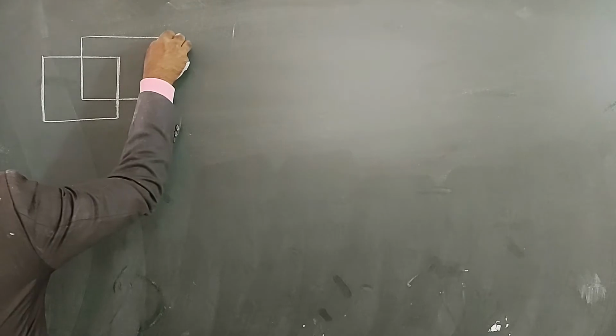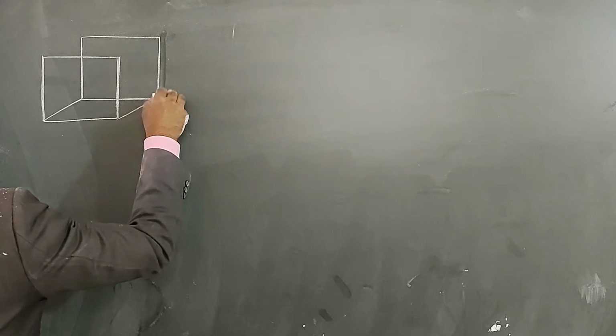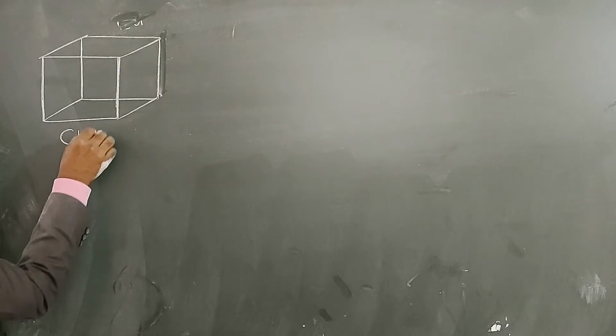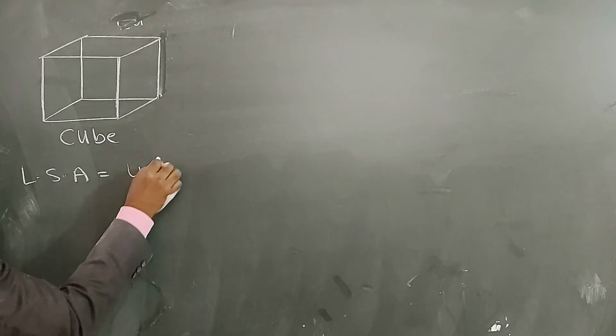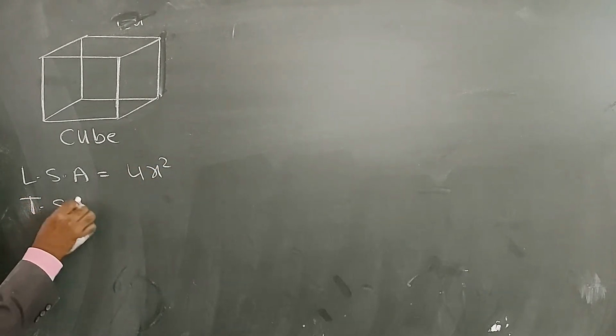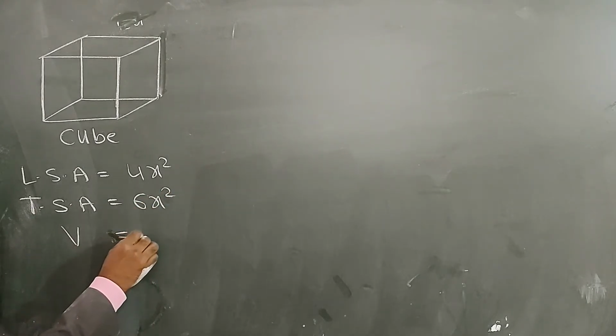So students, this chapter is over. Let us recollect what we studied in this chapter. See, this is the square box, all sides are equal. We studied about this figure in this chapter. This is called cube, square box. And I explained the formulas: lateral surface area is 4x square, total surface area is 6x square, and volume is equal to x cube.